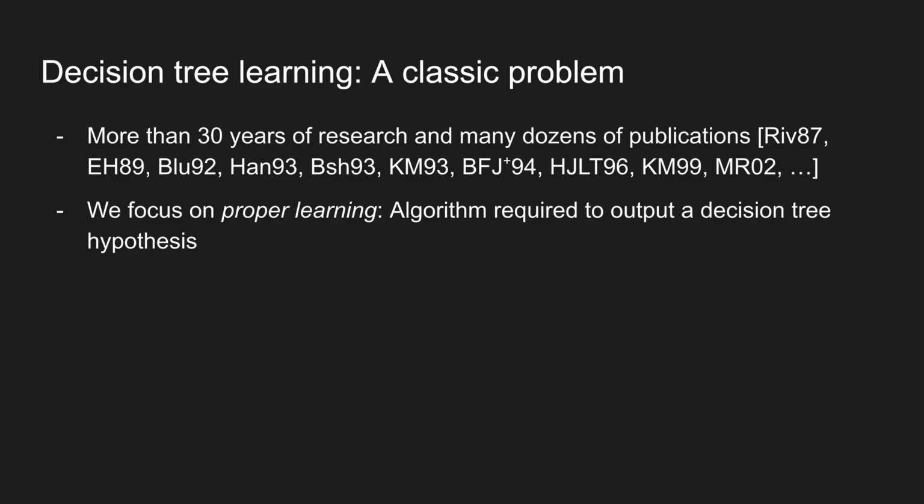And there are many reasons why this might be desirable in general, but for decision trees, it's particularly important because decision trees have a lot of really nice structure. So for example, if you're a machine learning practitioner and you want to have an explainable classifier, decision trees are one of the canonical examples of what an explainable classifier is. So proper learning is particularly important for decision trees.